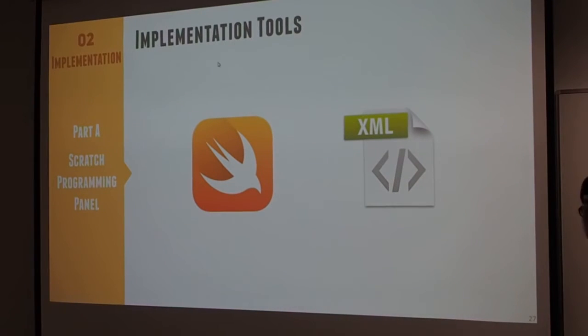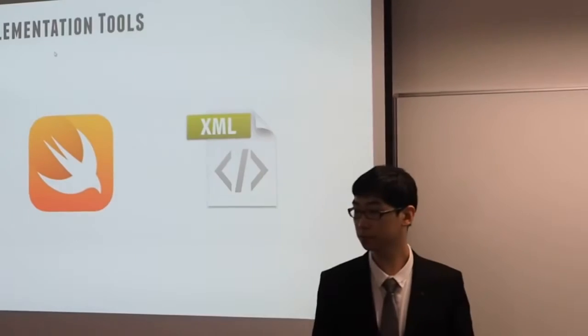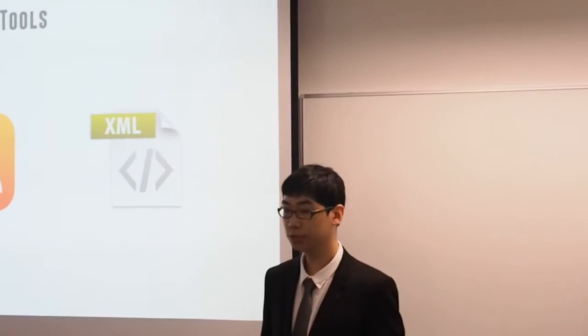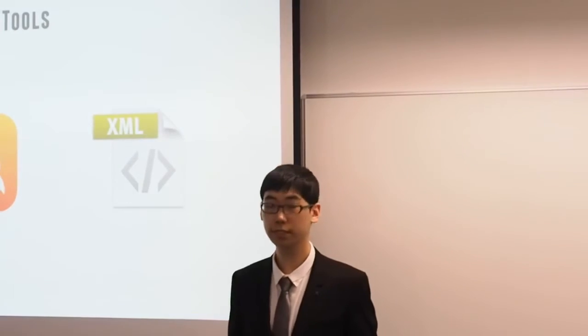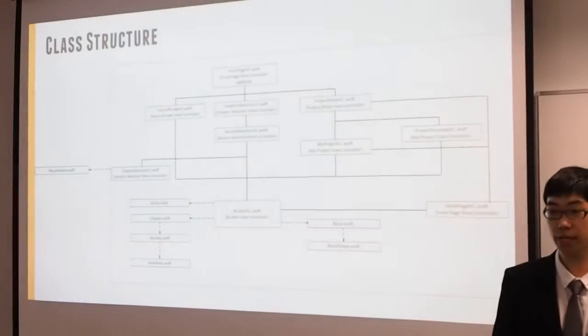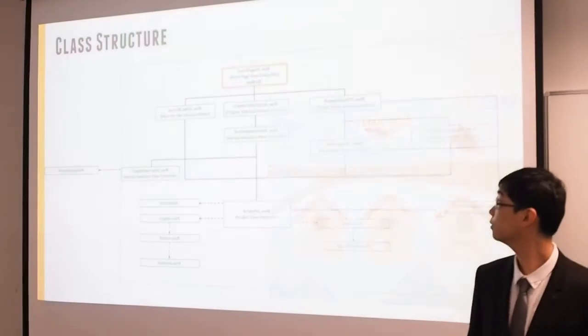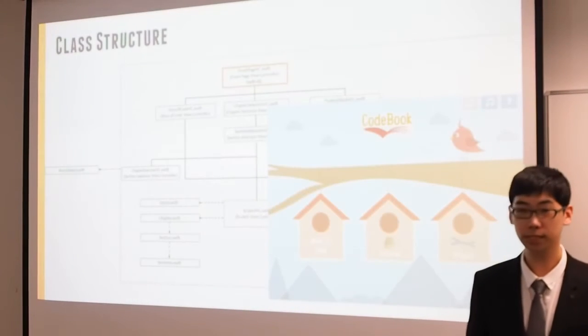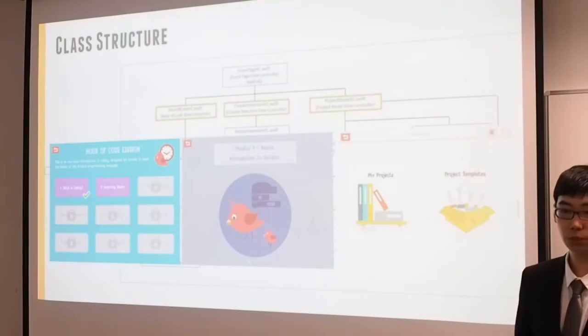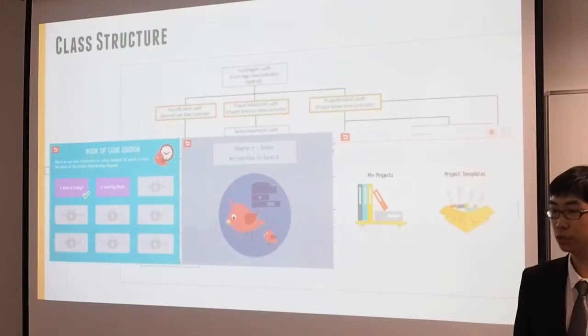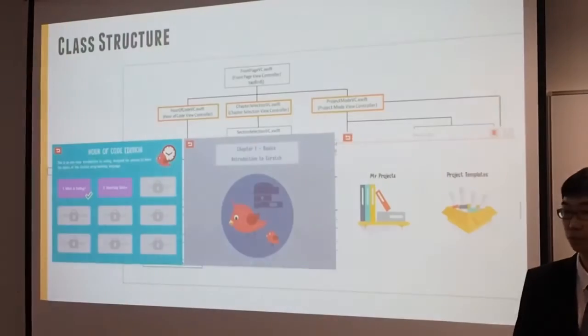Okay, now I'm talking about how we implement our CodeBook. For our CodeBook, we decided to use Swift as our programming language and HTML for the data storage. And here is our class structure. At the top, you can see a front page view, which represents our front page. And because we have 3 modes, we will have our code, tutorial, and project building mode.